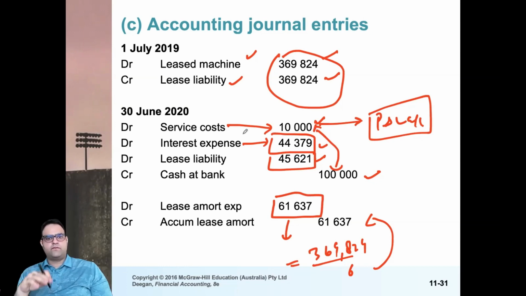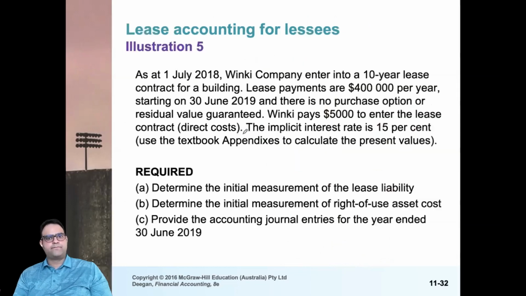So these will be the entries for the amortization, the general entries for the purchase of the asset, and for the payment of the asset, and that's pretty much it for this question.